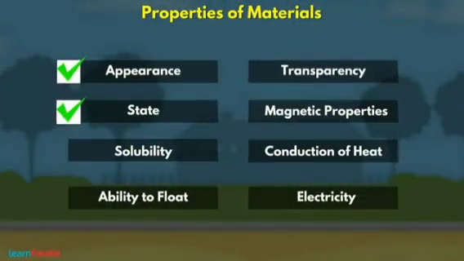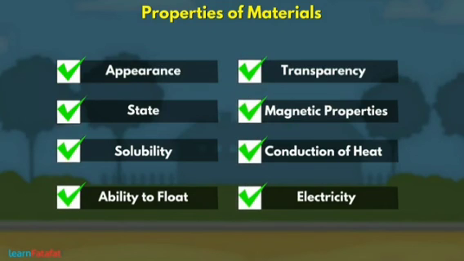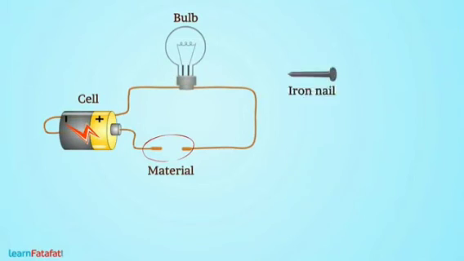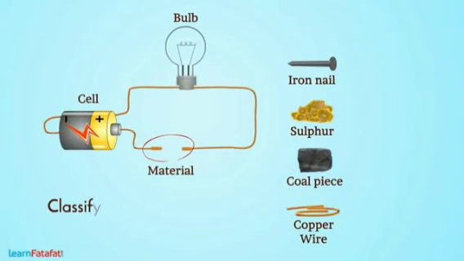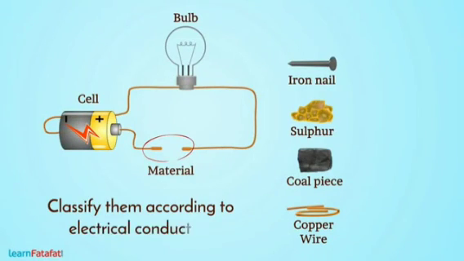We can use any property to classify materials. For example, here are some materials and we need to classify them according to electrical conduction. Can we do that? Yes, the answer is like this.